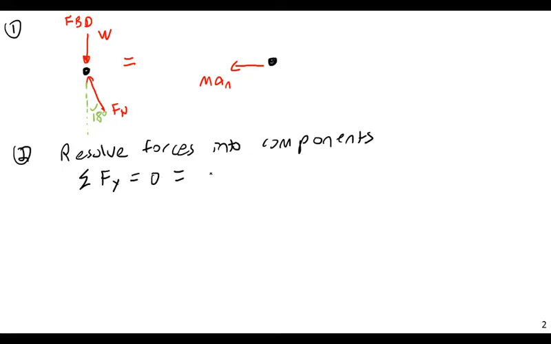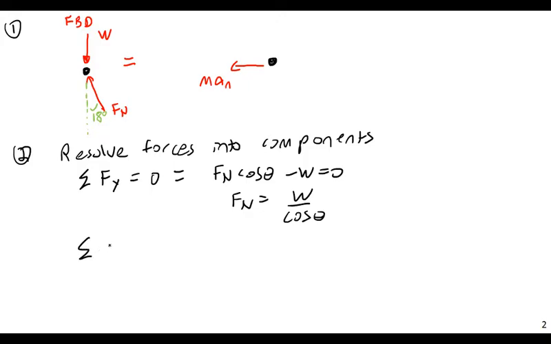So this means that F normal times the cosine of theta minus W equals 0, and then Fn must be equal to W over the cosine of theta. So I know that. That's good to know. But I'm not going to solve for this yet. I can't actually put numbers in yet, simply because I don't know the weight of this vehicle. I don't know its mass. I don't know its weight. So we'll have to keep working.